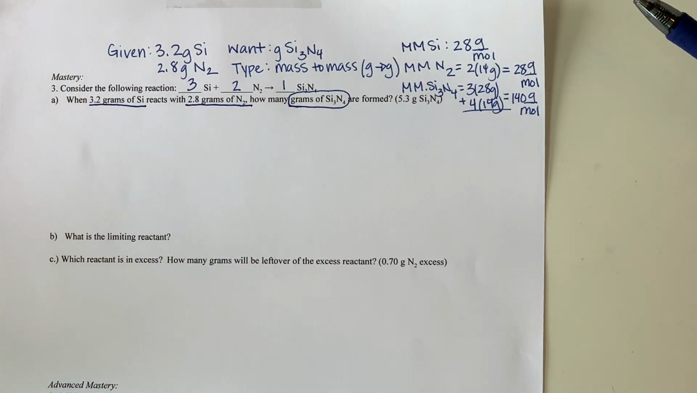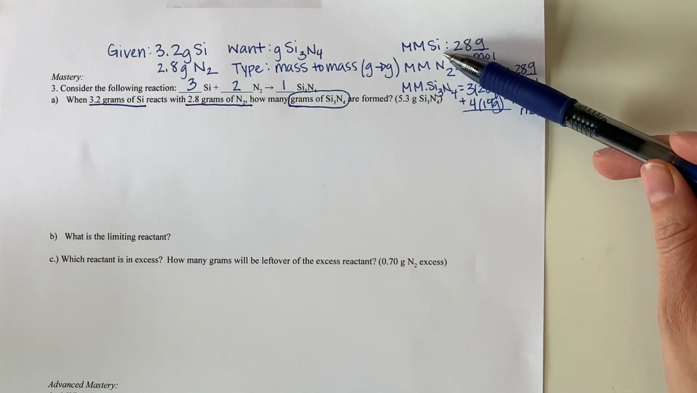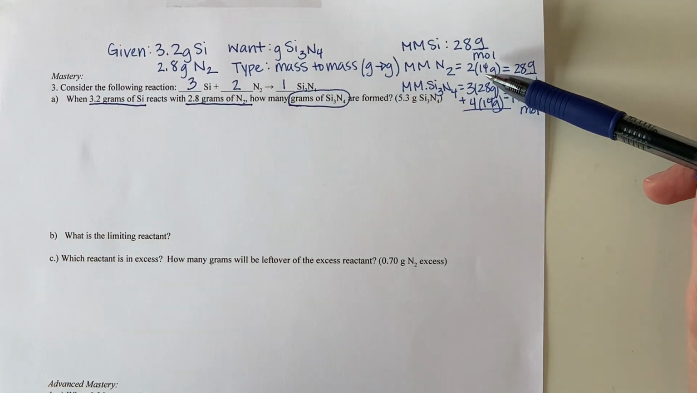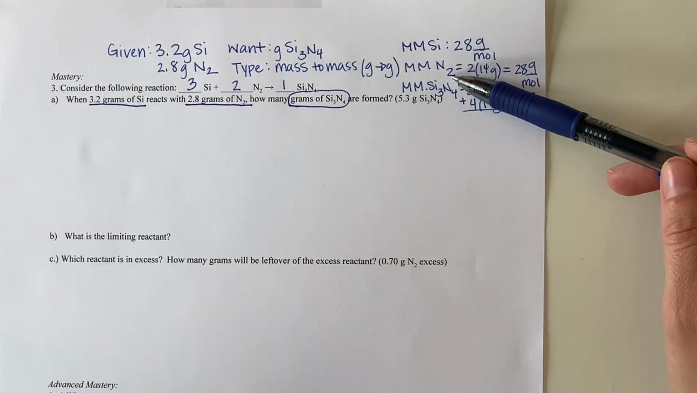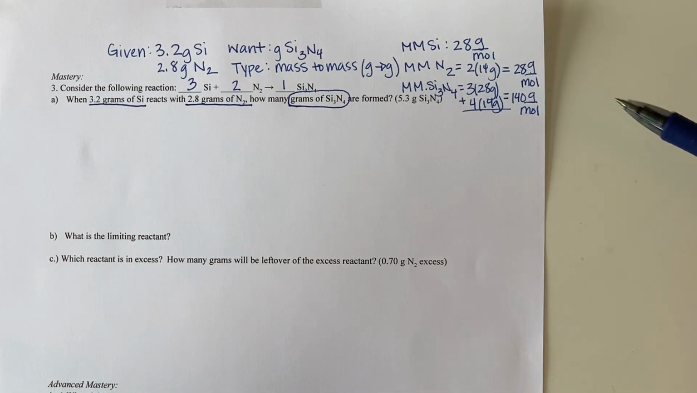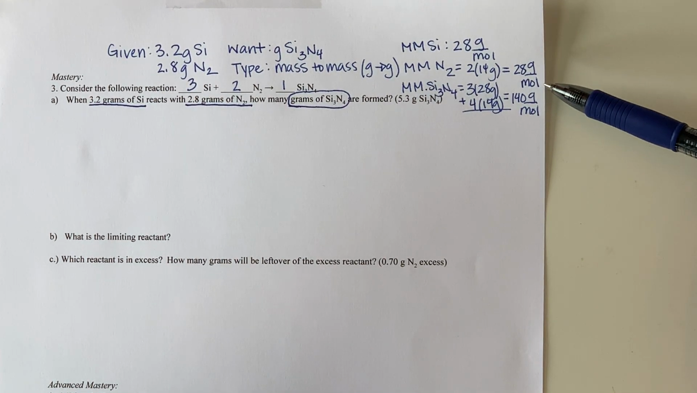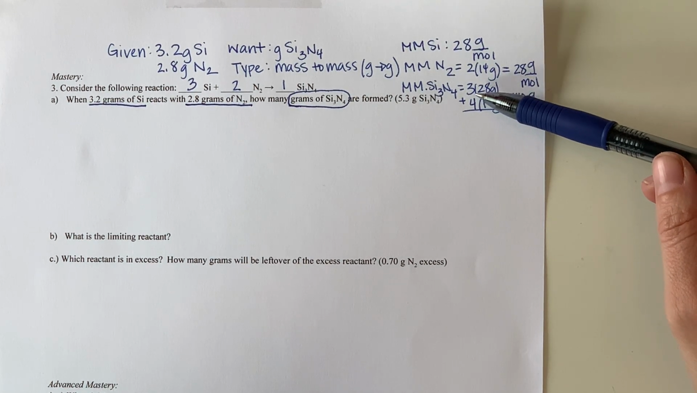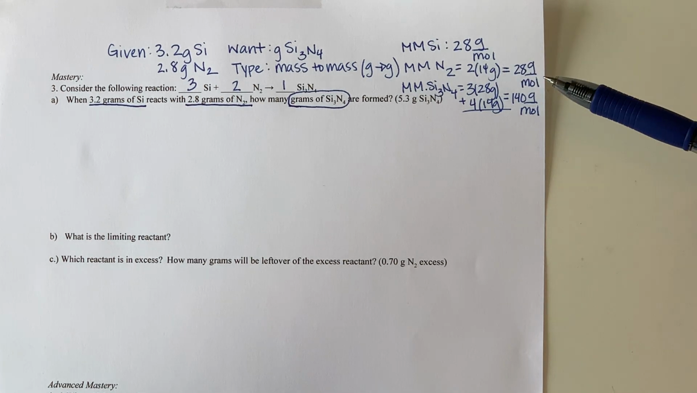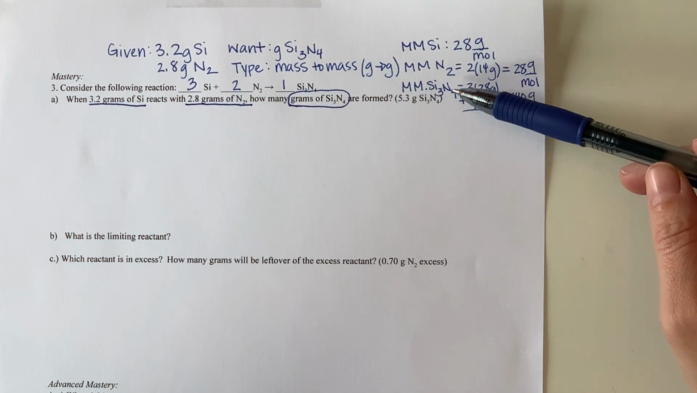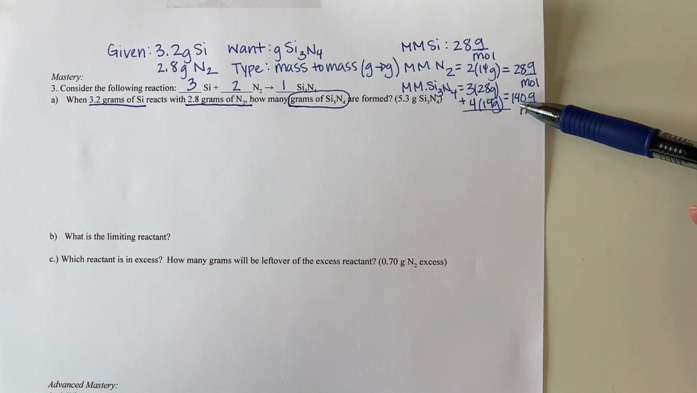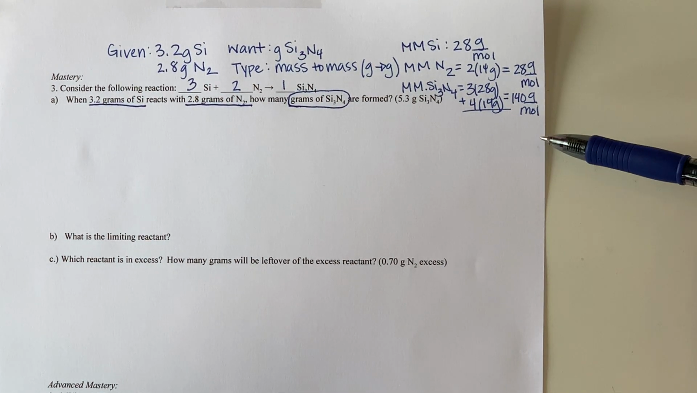Remember, to find molar mass, you look at your periodic table and you multiply it by the number of atoms you have. So silicon's molar mass from our periodic table is just 28 grams per mole. Nitrogen's molar mass, because there's 2 of them, is 2 times 14 grams, which gives you 28 grams per mole. And trisilicon tetranitride is 3 times the 28 for each silicon, plus the 4 atoms of nitrogen that you have, times 14 grams, so that gives you 140 grams per mole.